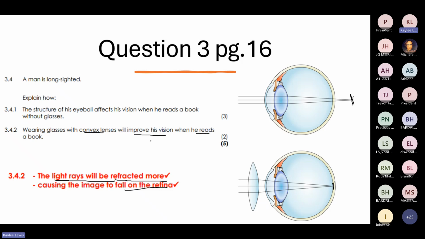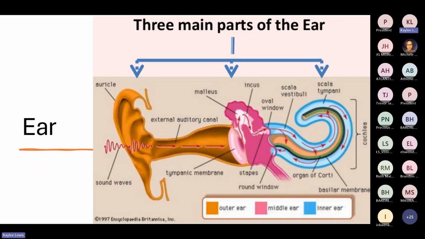Okay, so let's go on to the ear. So I'm going to first do a quick recap, and then we'll start our questions. So the ear, it is important that you also know the structures and the functions. So we divide it up into 3 sections: outer ear, middle ear, and then the inner ear. So if we start off, we have the pinna, and that's what you physically see on the outside. So that's the little flap. And what that does is it directs the sound waves to the auditory canal.